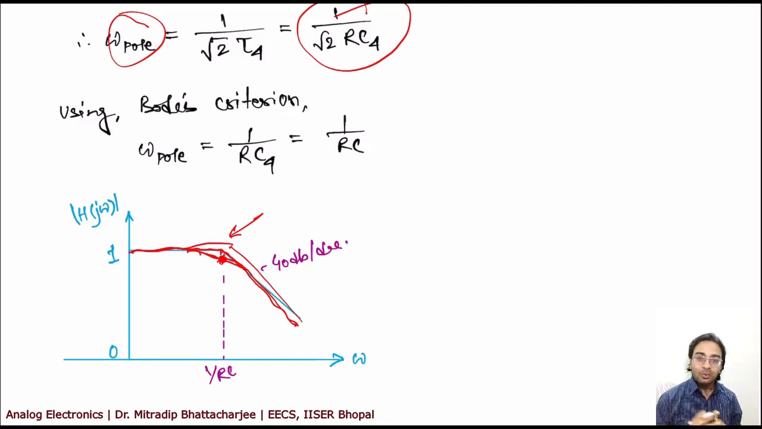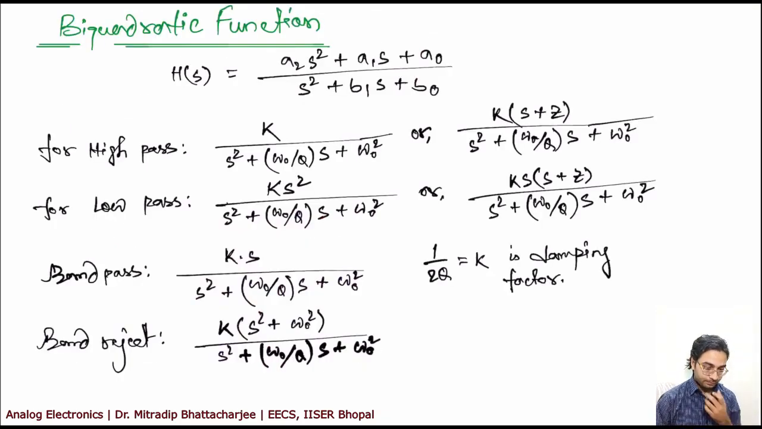So you are close to an ideal filter. Previously it was 20 dB. If you see the normal RC filter, it was 20 dB. Now it is 40 dB decrease. It was minus 20. Now another minus 20. You have minus 40 dB per decade decrease. Okay. So this is a generalized filter.